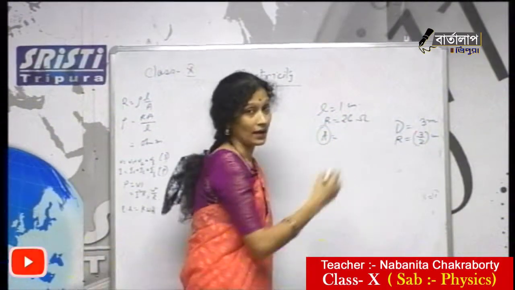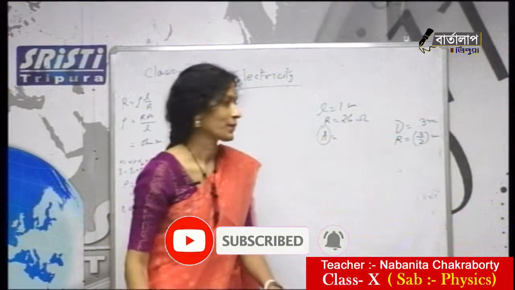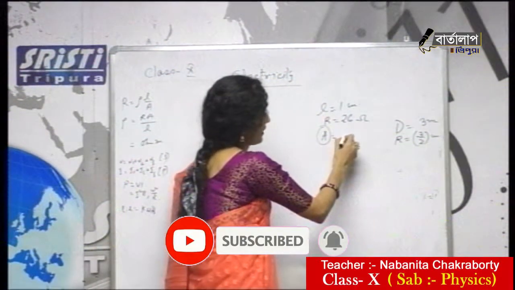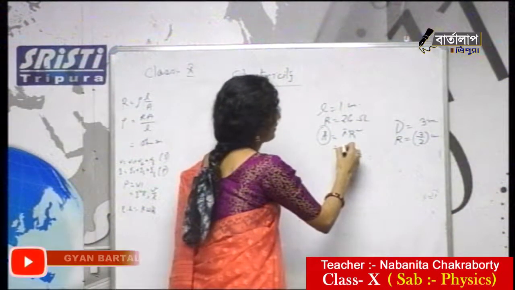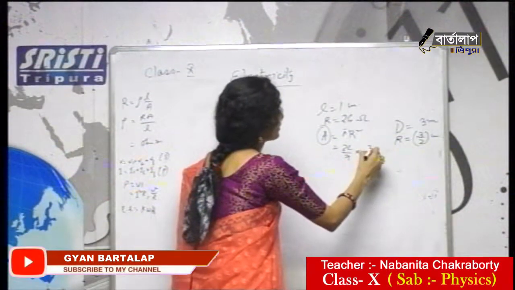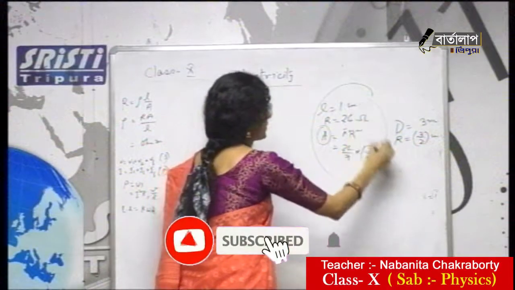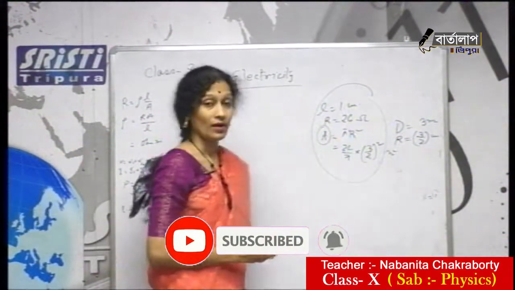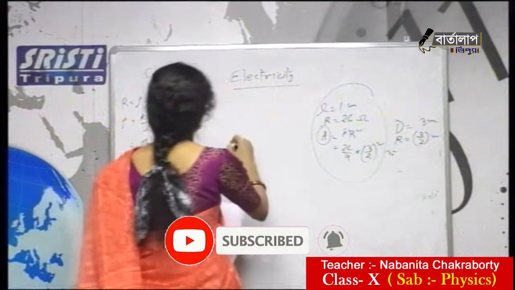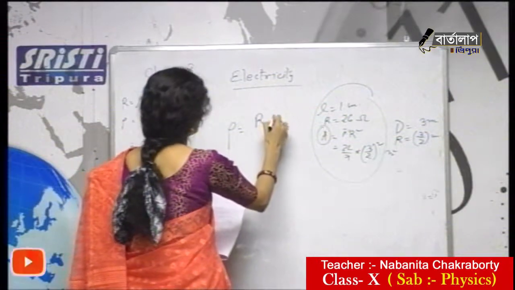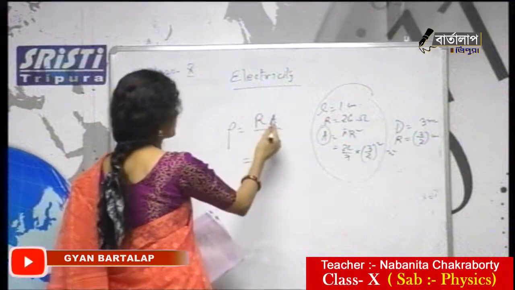A is pi r square. What is the value of pi? It is 22 by 7. In that way, we can write area as pi r square, which is 22 by 7 into 3 by 2 whole square. Now you have this in meter square. Now you have to find the value of resistivity. That means rho equals R into A by L. Rho equals R into A by L.